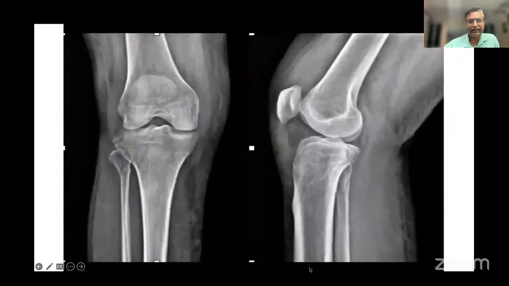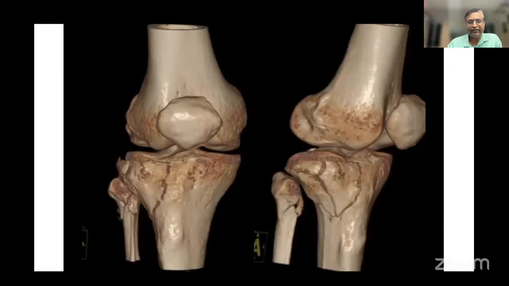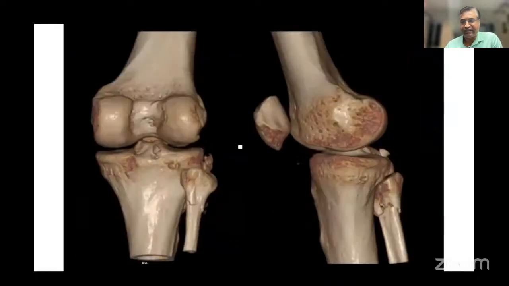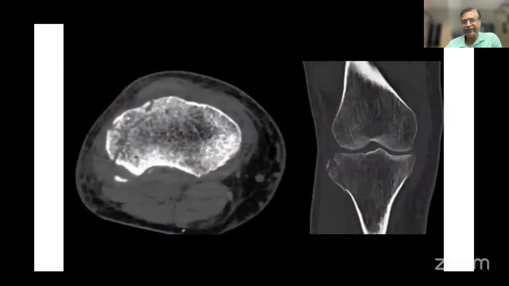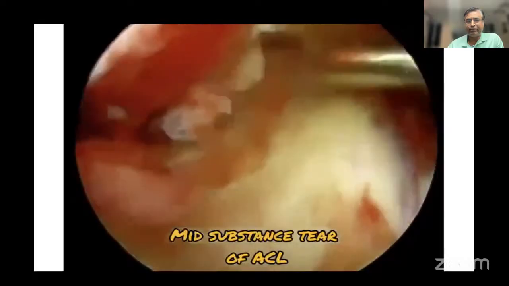So this is another case where you can see this is again a subtle fracture. Just if you see, there is a Segond fracture here, a lateral condyle fracture. He presented to us after 3 weeks. So we could see that there is a drive-through sign of the medial compartment.